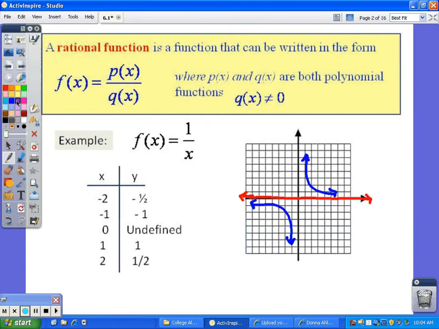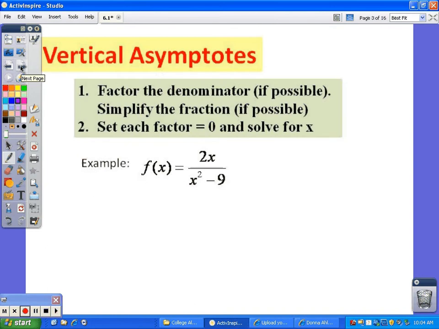Also, if you'll look at the middle of the graph, you should see that we have a vertical asymptote on the y-axis. Again, in the middle, the graphs get very, very close to that vertical asymptote, but never touch it or cross it. Now, it's our job in this section to be able to find those asymptotes to help us with our graphing. To find vertical asymptotes, first off, you do need to factor the denominator if you can. If there's anything to simplify, you need to do that as well. And then once you've simplified it, you'll take each remaining factor, set it equal to 0, and solve for x.